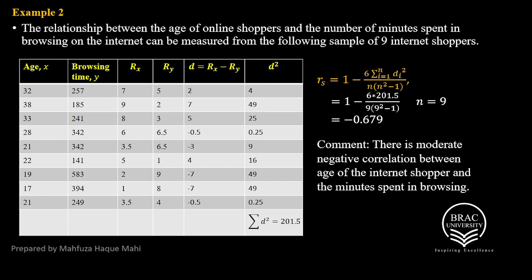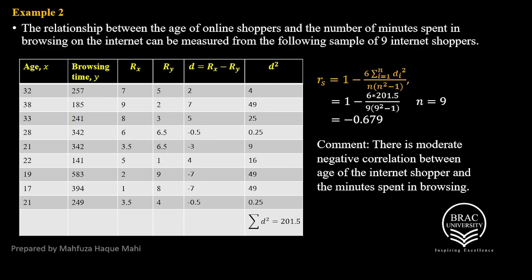And the observation 21 occurs 2 times here, so 2 observations are in third place. Now the rank will be 3 plus 4 divided by 2, which is 3.5. And I will assign 3.5 as the rank for each value of 21. And the next rank will be 5, and I am assigning the rank 5 to the value 22. Thus, I will assign all the ranks of the observations for both the variables age and browsing time.